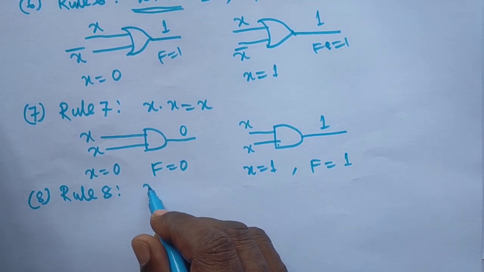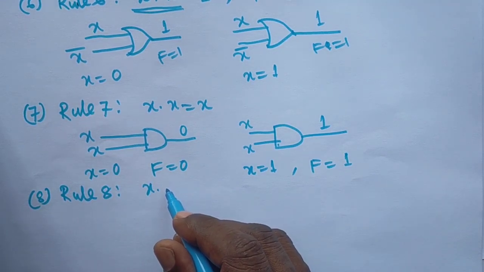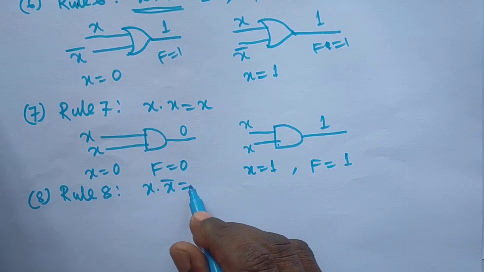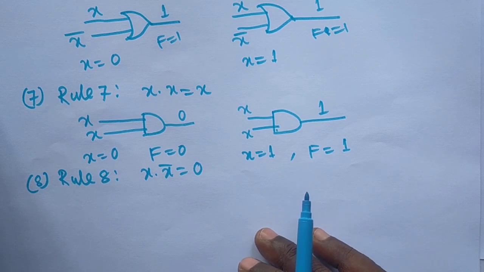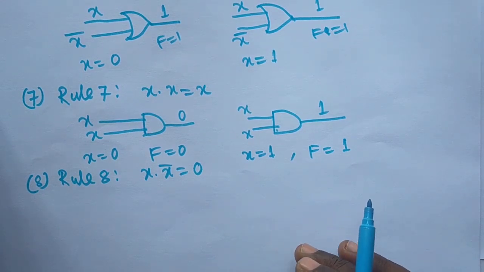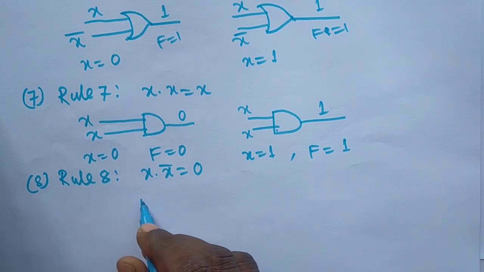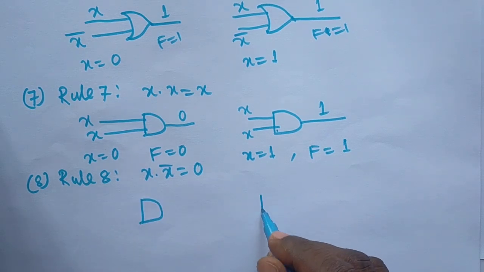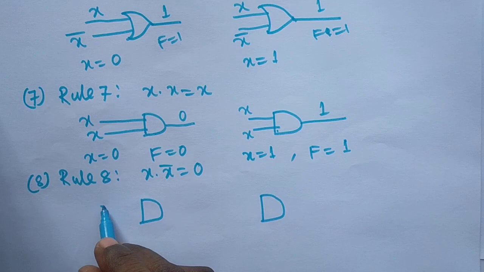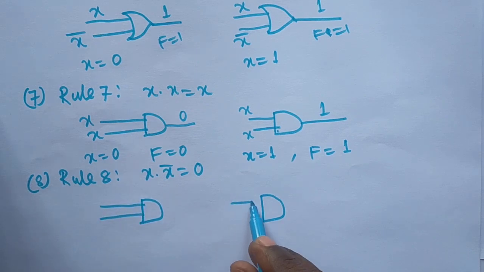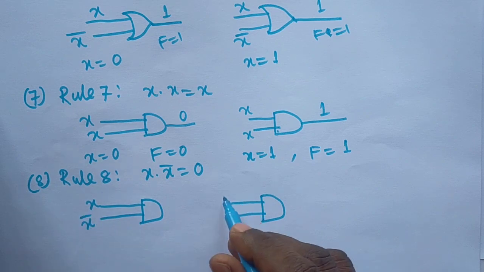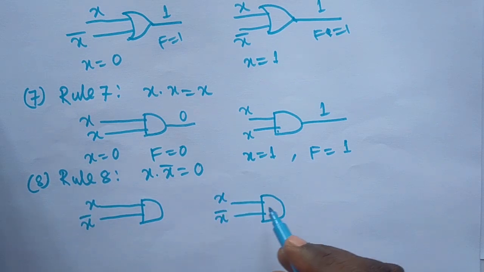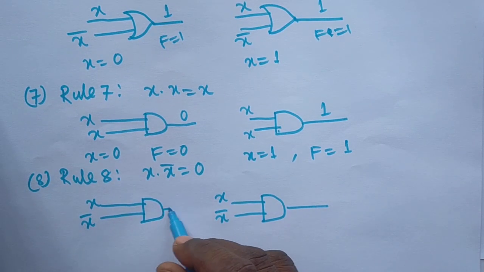What is x dot x complement? It is equal to 0. A very simple way: we consider an AND gate here, and the output we define accordingly. Now we take two inputs: one is x, another is x complement. So what is the output?